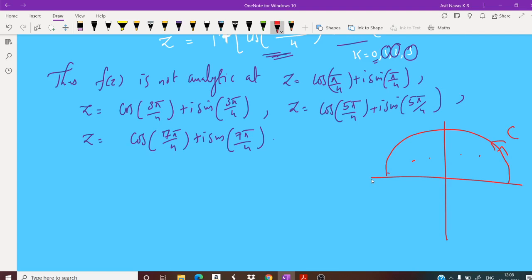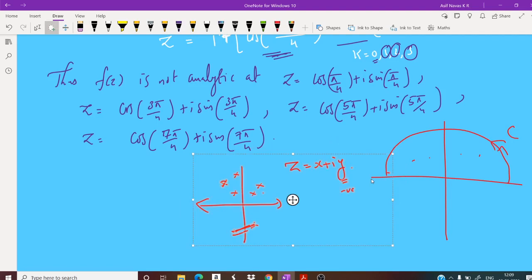So we consider points in the upper half plane, z equal to x plus iy. Upper half plane means the imaginary part is positive. If the imaginary part is negative, then the point is in the lower half plane. So we want to check for what values the imaginary part is less than 0.